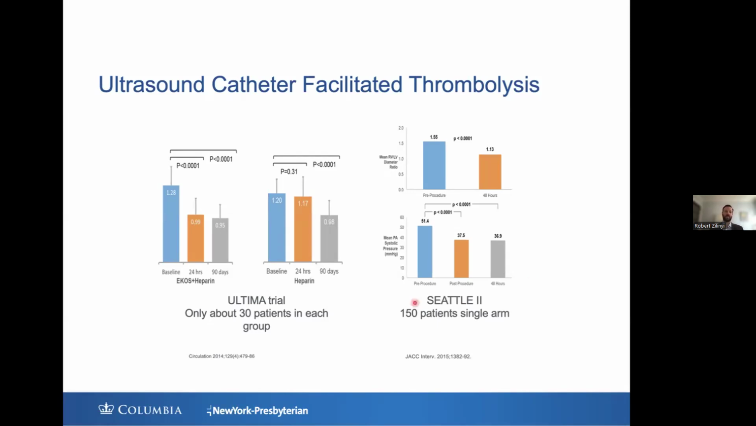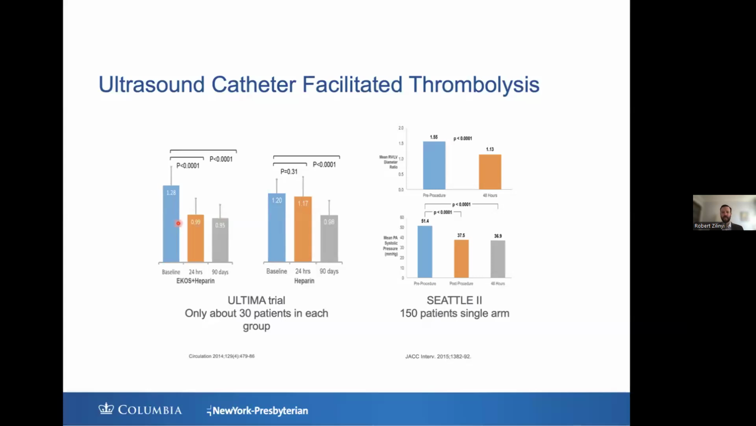And we see here on the left that in the EKOS plus heparin arm, we had a significant reduction in the RV to LV ratio at both 24 hours and 90 days. In the heparin arm, there was no significant difference at 24 hours. However, at 90 days, the difference between the two groups sort of washed out.